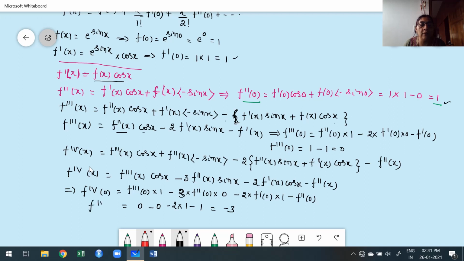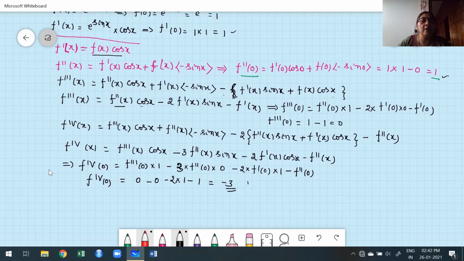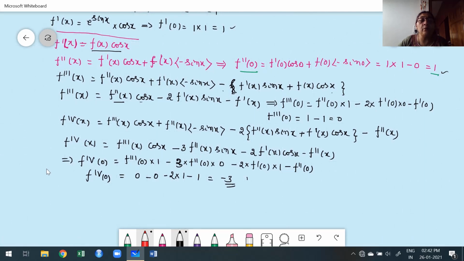The fourth derivative at 0 is nothing but minus 3. I want to expand the given function e power of sin x up to the term containing x to the power of 4. Therefore, I am going to stop finding the derivatives here. Before you find the derivative values at x equal to 0, first observe carefully and expand up to the term containing which power. Based on that, you have to find the corresponding derivatives of the function at x equal to 0.